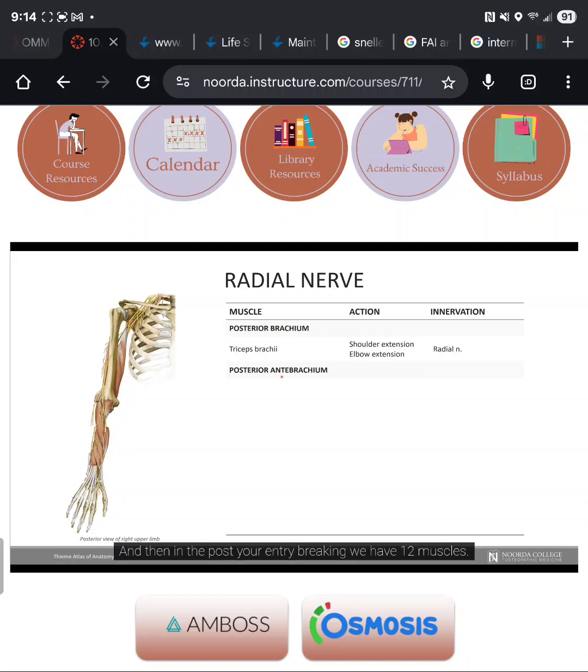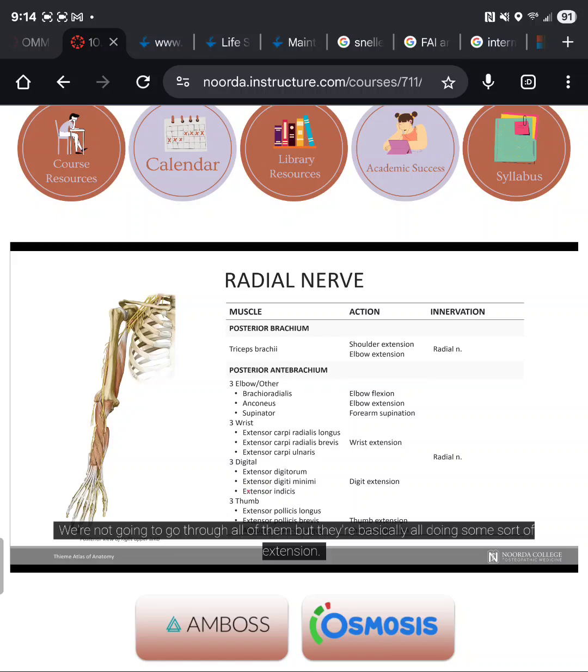And then in the posterior antebrachium, we have 12 muscles. We're not going to go through all of them, but they're basically all doing some sort of extension. So wrist extension, digit extension, thumb extension, and again, all innervated by the radial nerve.